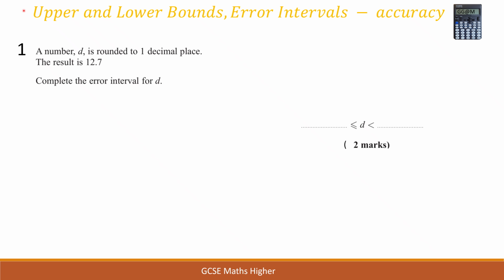So for example, on this one, number 1, your keywords: you've got to work out an error interval for D. You're told that D is 12.7 to 1 decimal place. You've got to write down your answer in these 2 dotted bits here, and this will give you 2 marks in the exam. So I'd like you to press pause, have a go at working out the answer, and then press play when you've got an answer to check your answers.